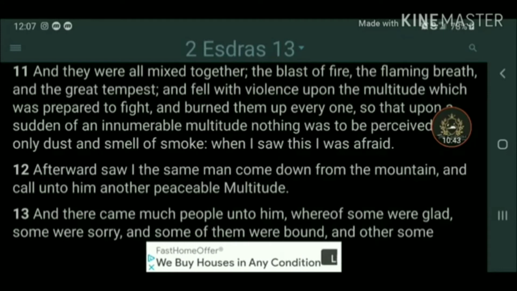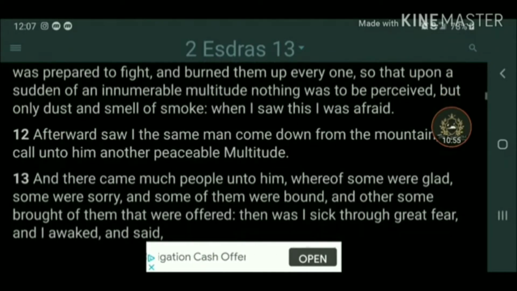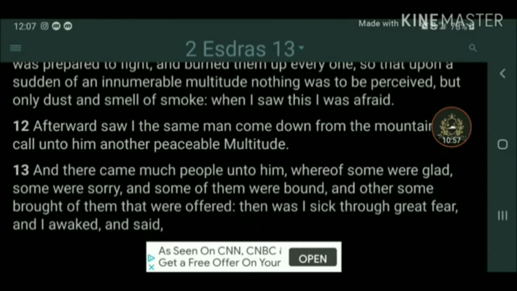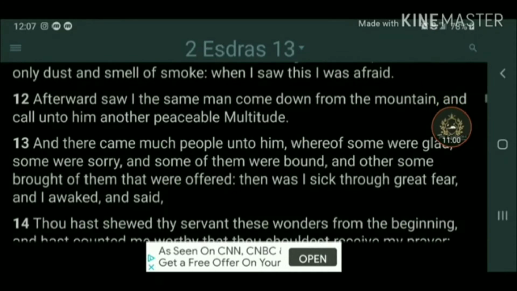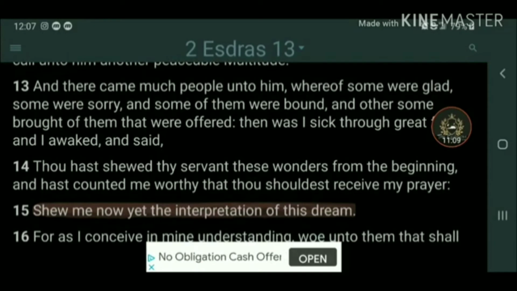And fell with violence upon the multitude which was prepared to fight, and burned them up every one, so that upon a sudden of an innumerable multitude, nothing was to be perceived, but only dust and smell of smoke. When I saw this, I was afraid. Afterward saw I the same man come down from the mountain, and call unto him another peaceable multitude. And there came much people unto him. Some were glad, some were sorry, and some of them were bound, and some brought of them were offered.